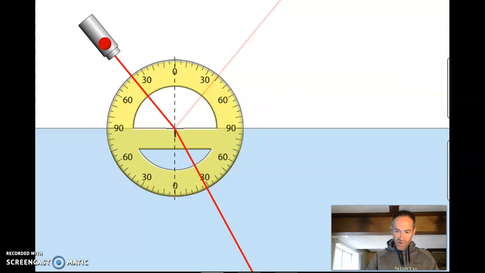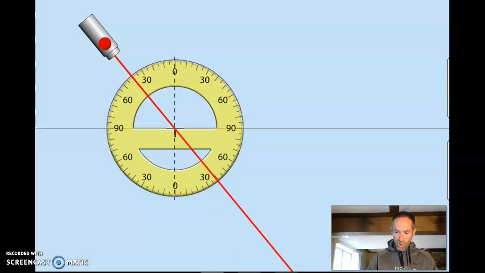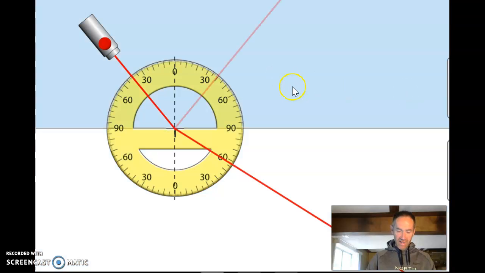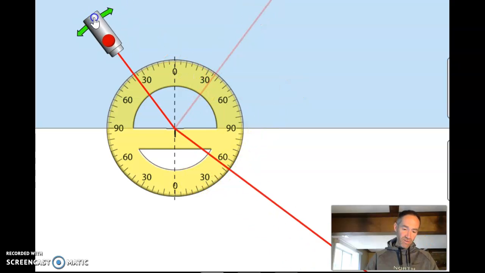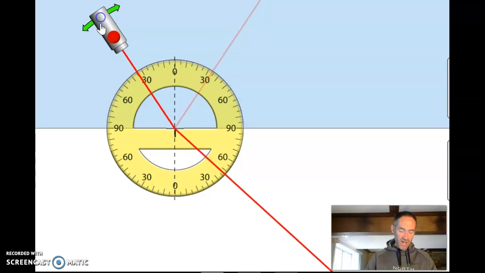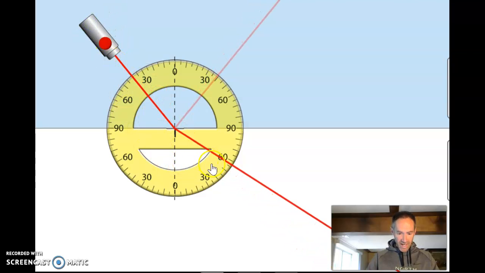Now, if I change those around, if I change the air to water and the water to air, you see that we have bending the other way. Angle of incidence and angle of reflection are still the same. But now, instead of going through undeviated at 40 degrees, it's bent away from the normal, and it's bent away from the normal a good bit.